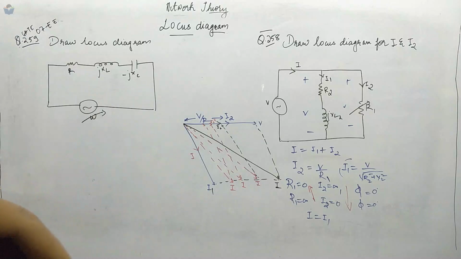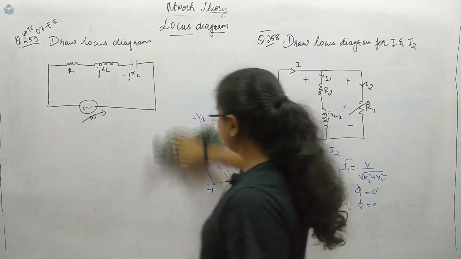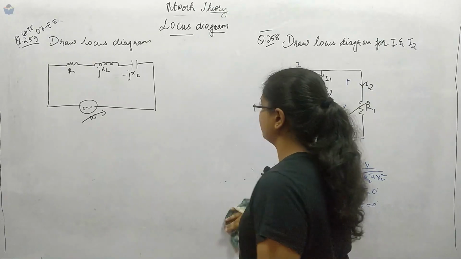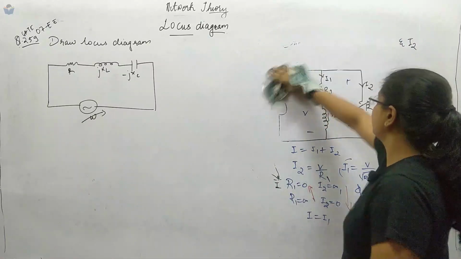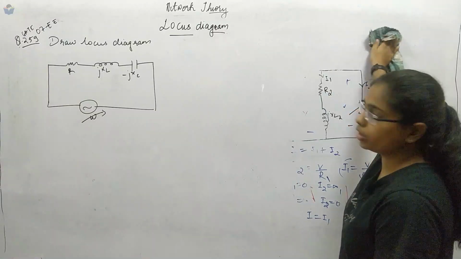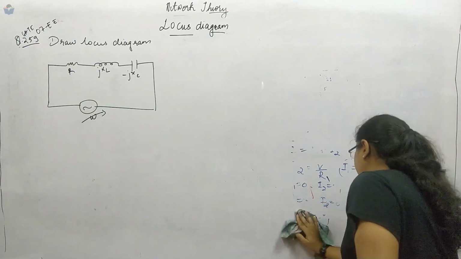Now coming to question number 259. This was asked in GATE 2007 in the electrical branch. So what does it say? We have to draw the locus diagram, and what is varying is the supply frequency. We have all three elements in the circuit, and none of them is varying except the supply frequency.